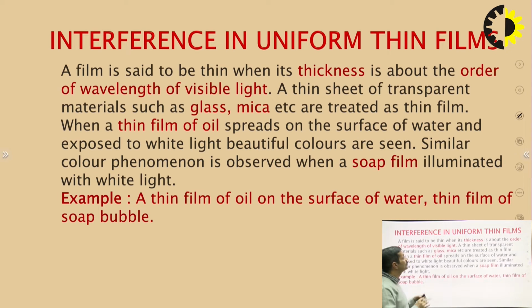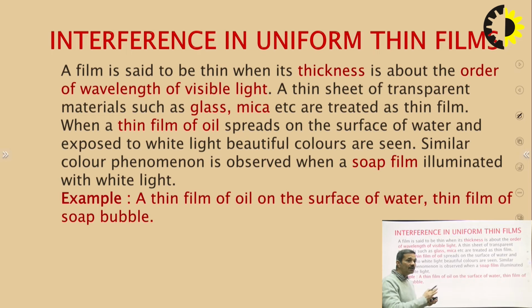First I will discuss what interference thin films basically are. An interference thin film means the thickness of the film material should be of the order of the wavelength of visible light. That means if this thin sheet is made of glass, then the thickness of that glass should be of the order of the wavelength of visible light, through which we are observing the interference pattern. Materials for thin films can be glass, mica, etc.